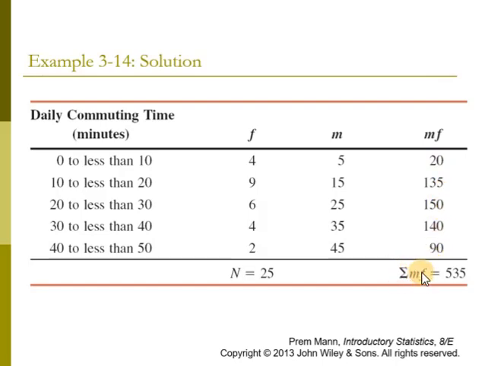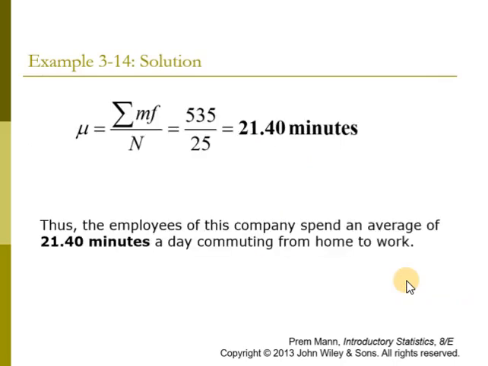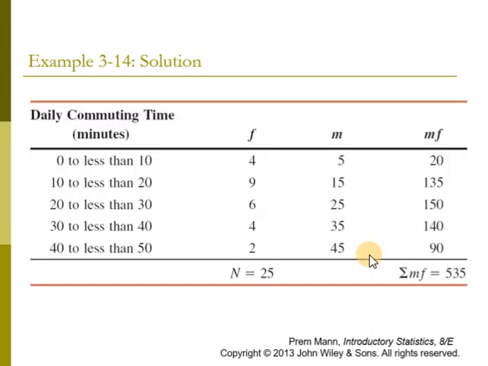You do the rest to get the summation of MF. The mean is obtained by dividing this summation by the total frequency, which is 25. So, the summation of MF, the last column, divided by the number of observations, which is 25, gives 21.4 minutes. Thus, the employees of the company spend an average of 21.4 minutes a day commuting from home to work. Or you divide this column by this column to get the mean for the grouped data.